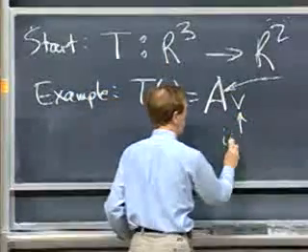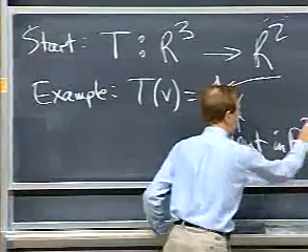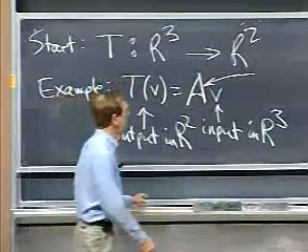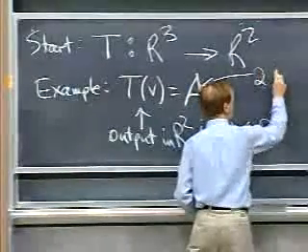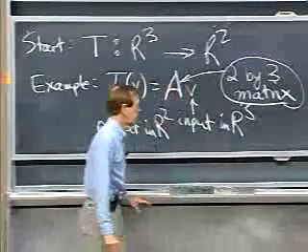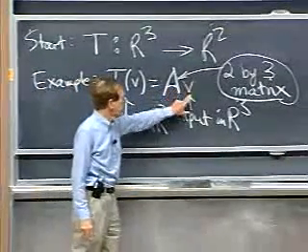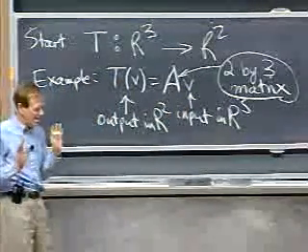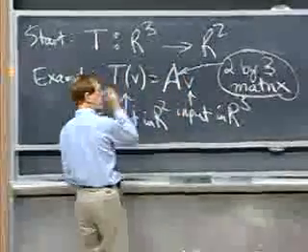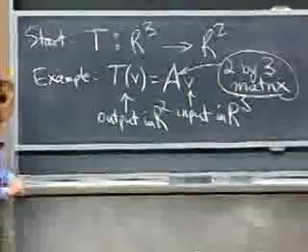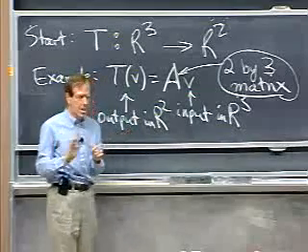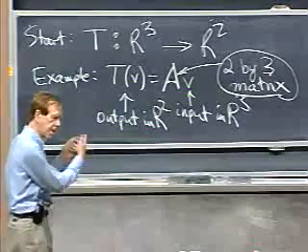So here's the input in R3. And here's the output in R2. So what shape of matrix? This should be a 2 by 3 matrix, right? A 2 by 3 matrix will multiply a vector in R3. You see, I'm moving to coordinates so quickly. I'm not a true physicist here. A 2 by 3 matrix will multiply a vector in R3 and produce an output in R2, and it will be a linear transformation. So there's a whole lot of examples. Every 2 by 3 matrix gives me an example, and basically I want to show you that there are no other examples. Every linear transformation is associated with a matrix.